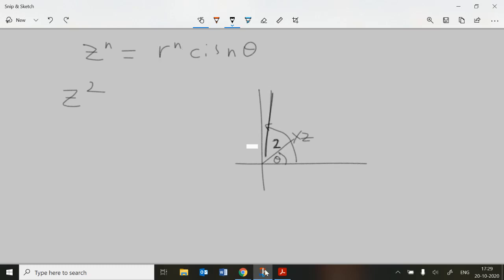So there we go. This would now take us up here. So we've now got z squared having a length of 4 and an angle of 2 theta. Okay, and if you did z cubed in this case, that would now go around 3 theta, and that would have a length of 8, because that would be 2 cubed. So that would be somewhere up here.